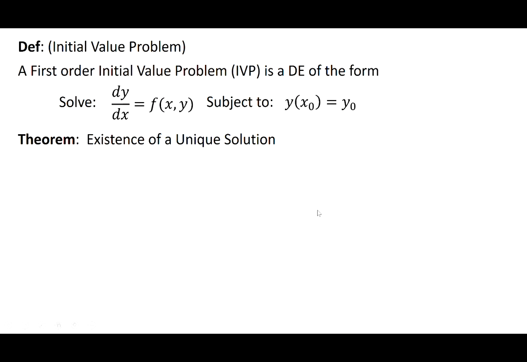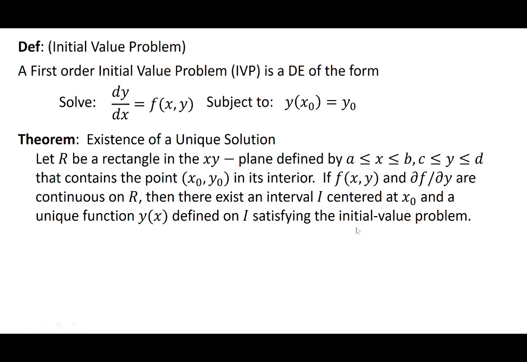And then there is a theorem called existence of a unique solution. And it's a simple definition. Let R be a rectangle in the xy plane defined by a ≤ x ≤ b, c ≤ y ≤ d that contains the point (x₀, y₀) in its interior, if f(x,y) and partial f with respect to y, blah blah blah. Right? So what is this theorem about?